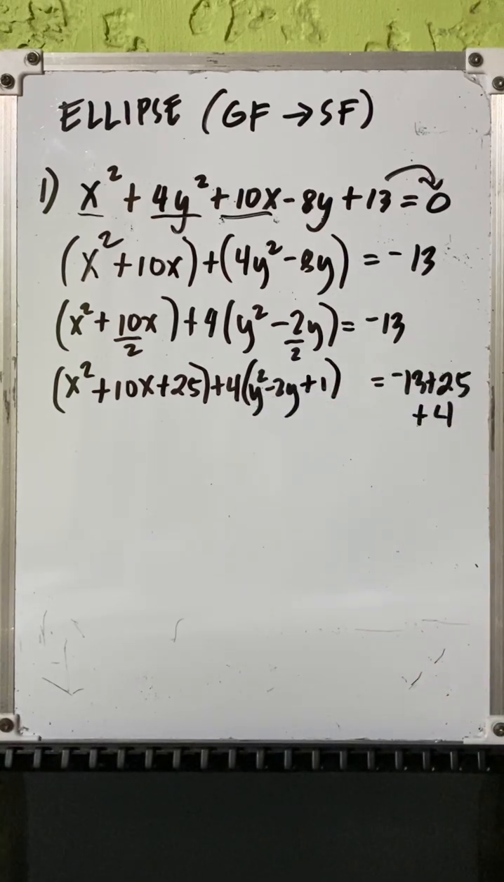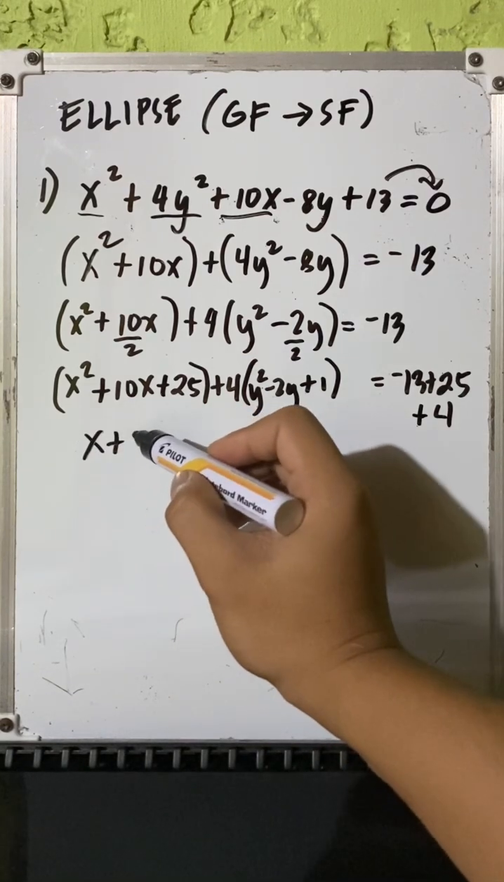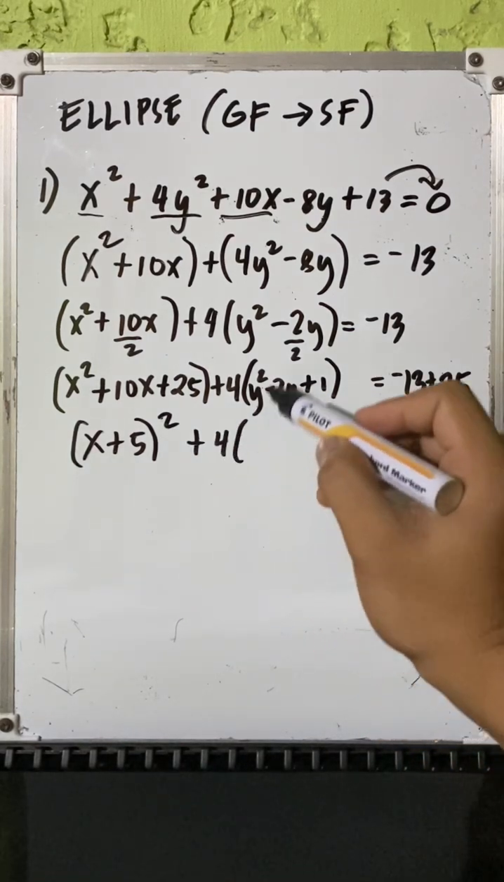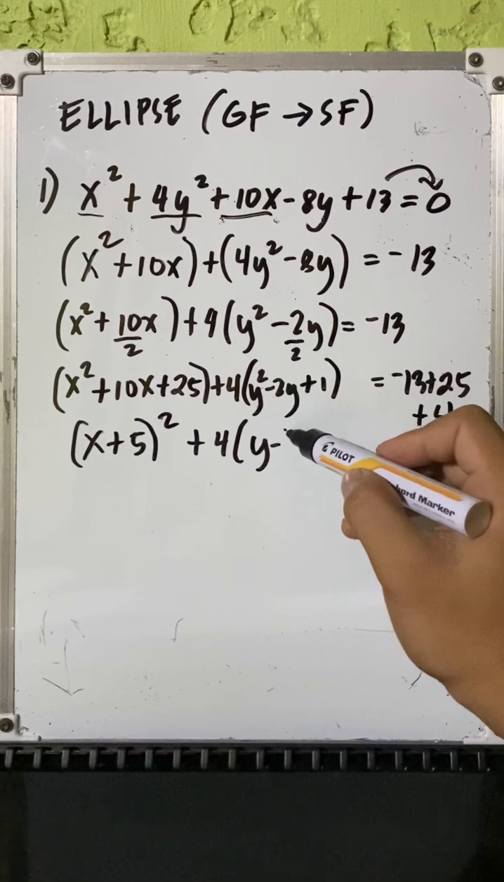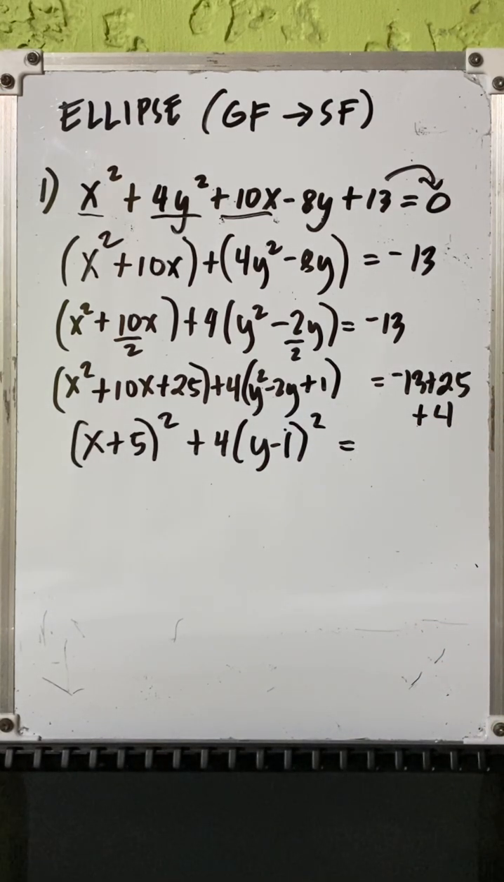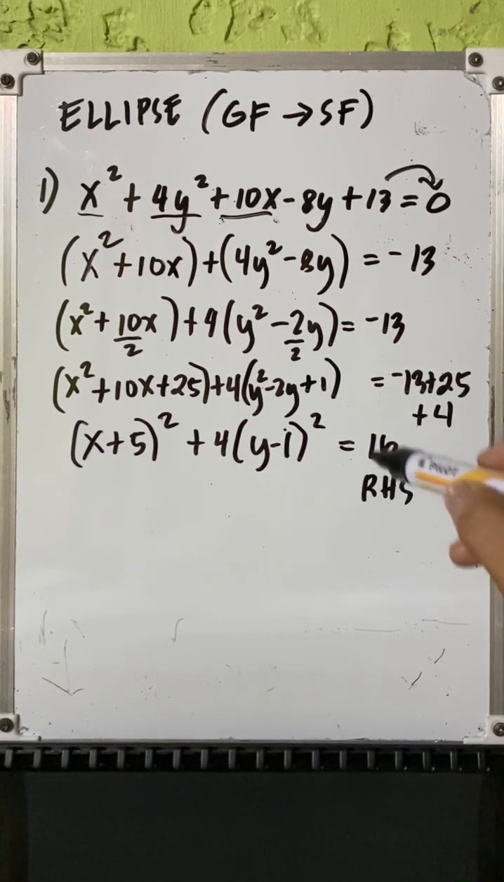Next is to factor. So you have x plus 5 squared plus 4 times y minus 1 squared is equal to negative 13 plus 25 plus 4, that is equal to 16. Next is to make this expression's right hand side equal to 1. The right hand side should be equal to 1.